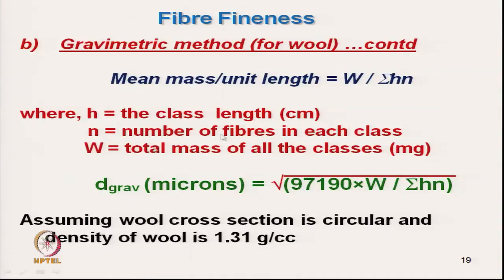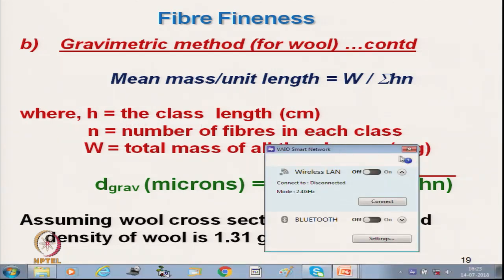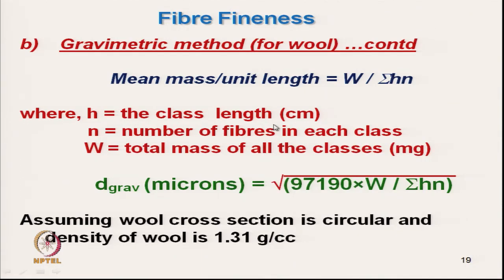Now, we can see in the gravimetric method of wool, w is the total mass of fibers of all classes, in milligram, h is the class length in centimeter, that particular class we want to take, and n is the number of fibers in each particular class. In that way we can calculate the mass per unit length. Here the mass per unit length has the unit milligram per centimeter.